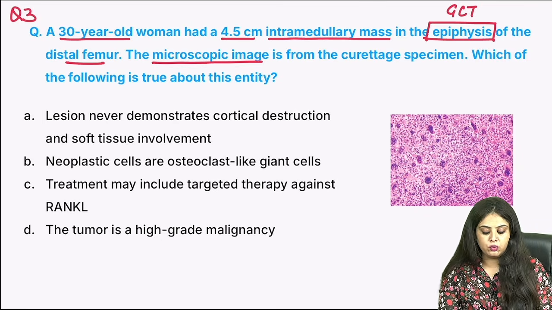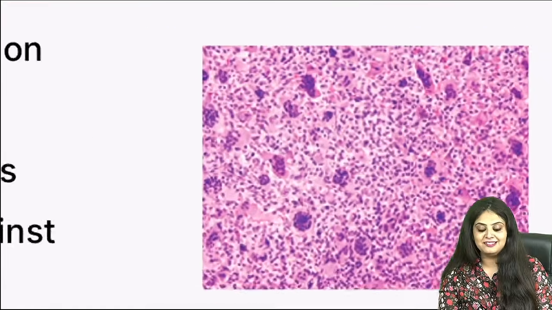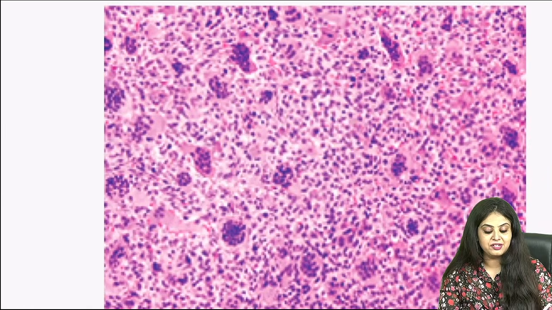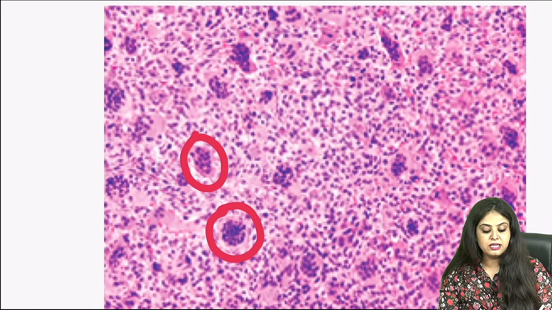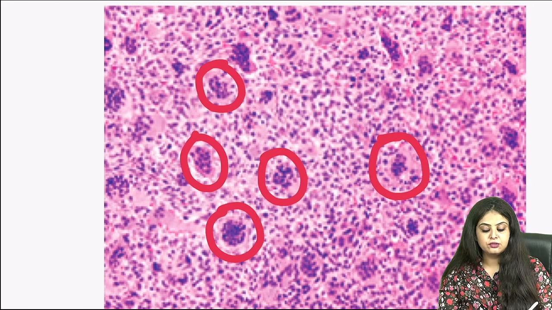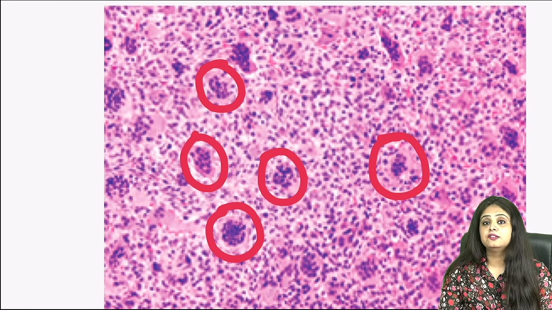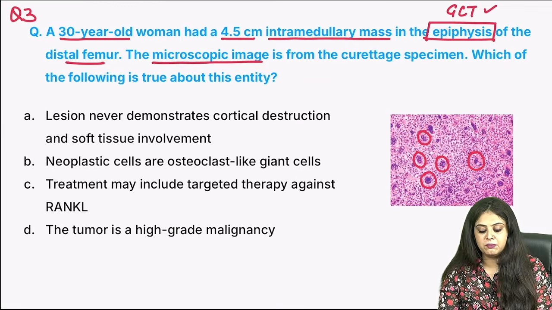Microscopic image has been shown. Obviously, it will be a little more enlarged in the exam. This has just gone very shrunken over here. But can you see those multinucleated giant cells out here? Yes. So this further tells me that, okay, yeah, this is a giant cell tumor. Epiphysis is going in place. Giant cells are going in place. Now they are asking you which of the following is true regarding this entity.